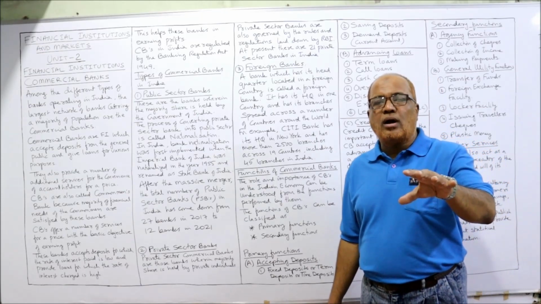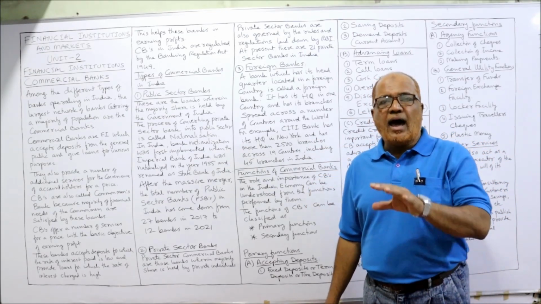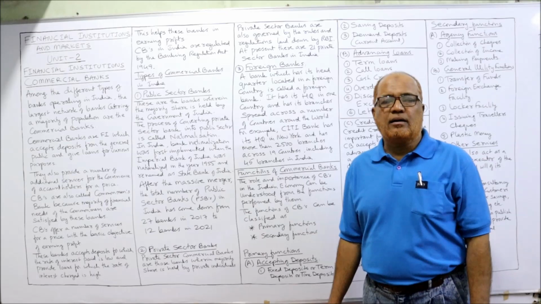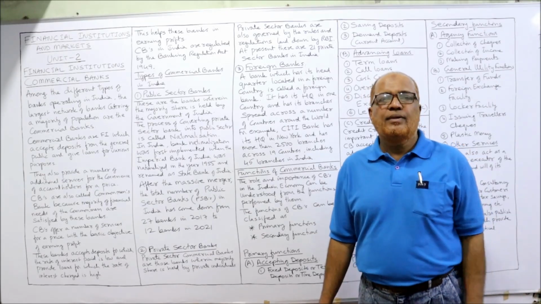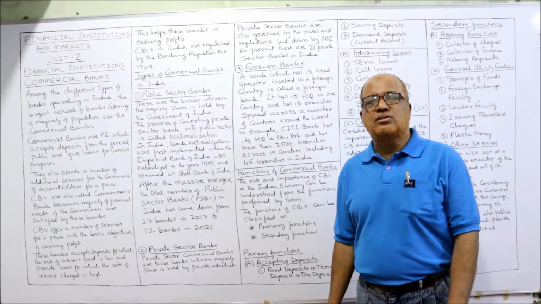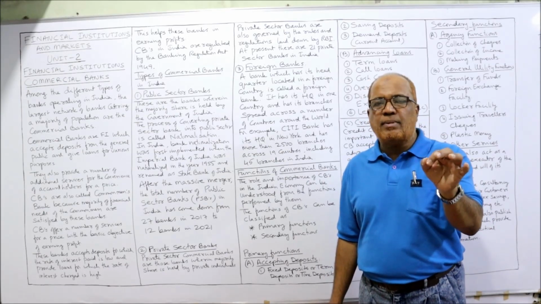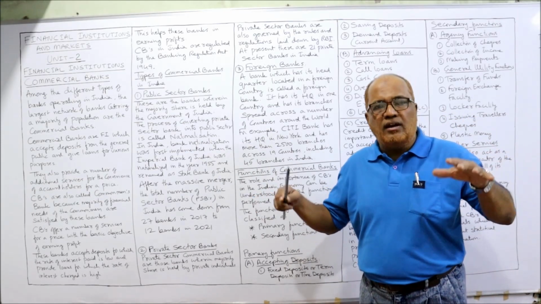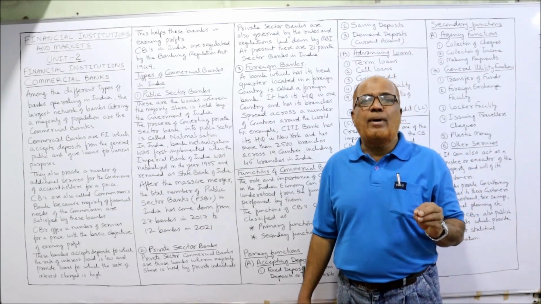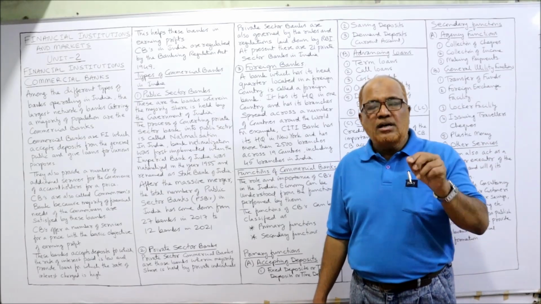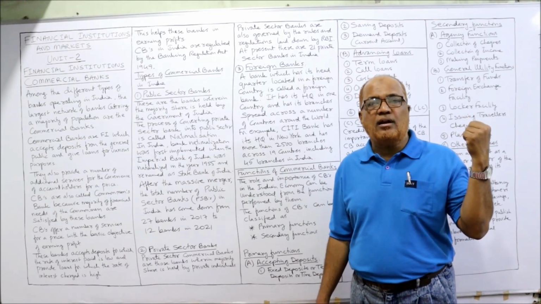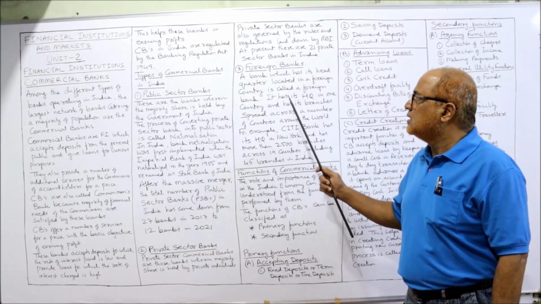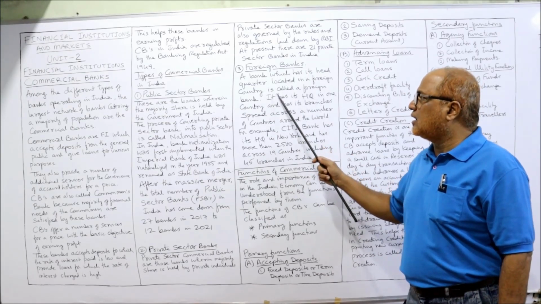A bank whose headquarters is in a foreign country and which has branches in India is called a foreign bank. Simple example, Citibank. Citibank is a foreign bank in India because the headquarters of Citibank is located in New York and it has branches in different countries, even in India. We have 45 branches of Citibank in India because the headquarters is in another country. So this type of bank is called a foreign bank.